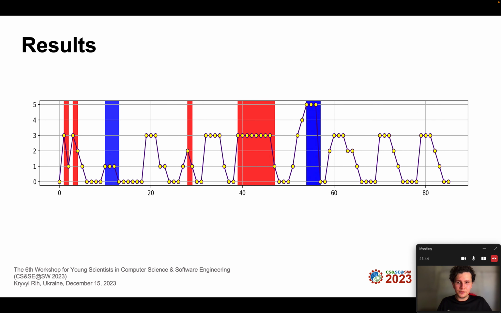Let's check the results. You can see that under the red line we have a width error, a width anomaly, and under the blue one we have a height anomaly. And these results prove that our algorithm is working.